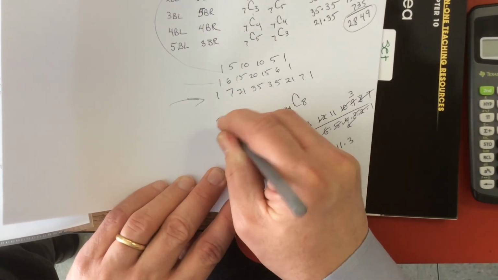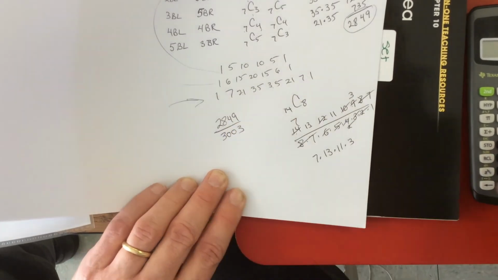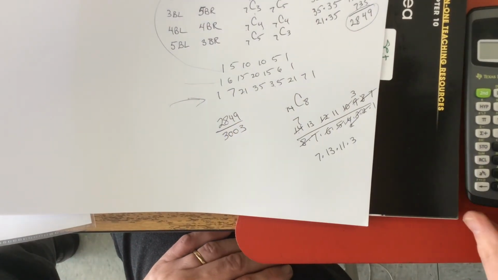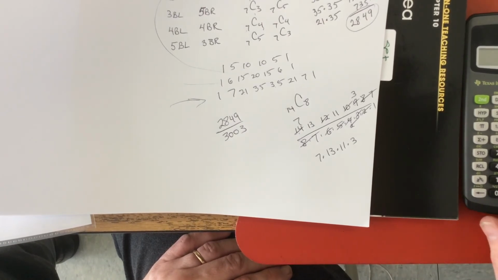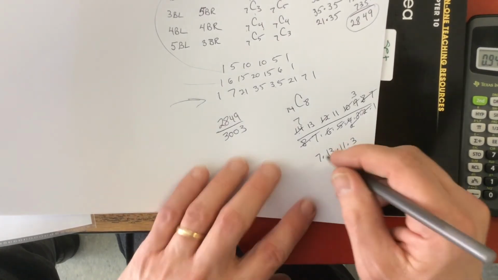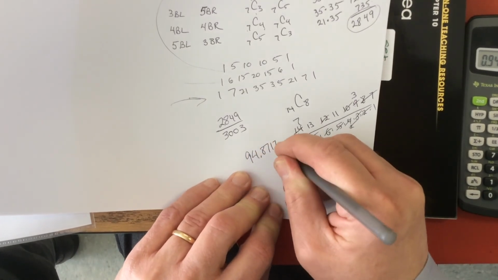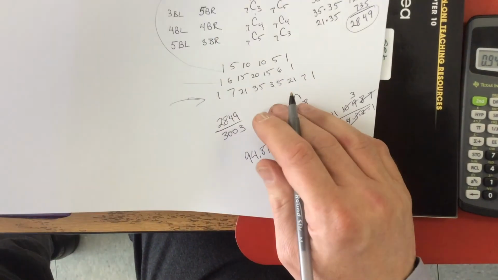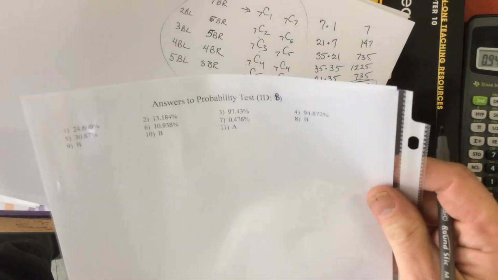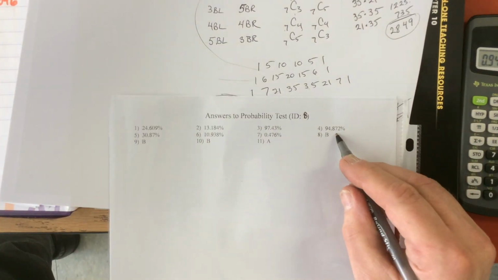So 2849 over 3003 is 94.87179 something percent. Hey, it worked out.